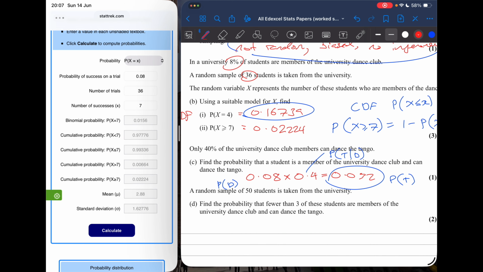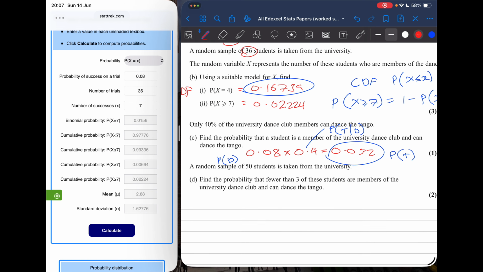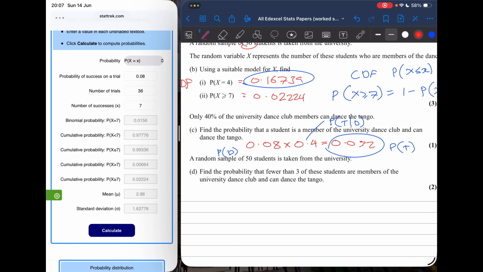A random sample of 50 students is taken from the university. Find the probability that fewer than 3 of those students are members of the University Dance Club and can dance the tango. So what we want in 50 people, and we're going to basically use the probability that we've just found. So yeah, because it's from the entire university, that is the 3.2%.